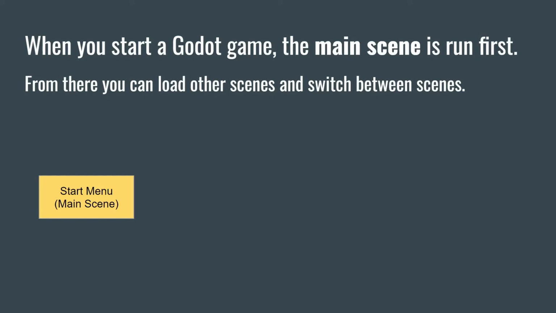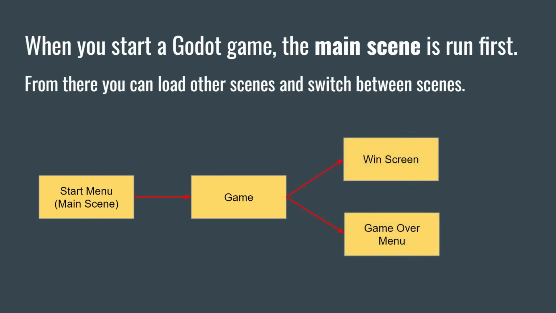And from the start menu, the player can go to the main game. And after playing for a while, you can switch the player to a win screen or a game over screen, which are also different scenes. And from here, for example, the game over menu, you can go back to the game scene if you want to replay, or you can go back to the start menu if you want to quit.